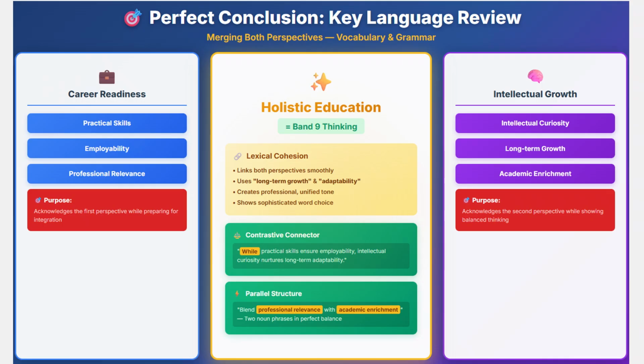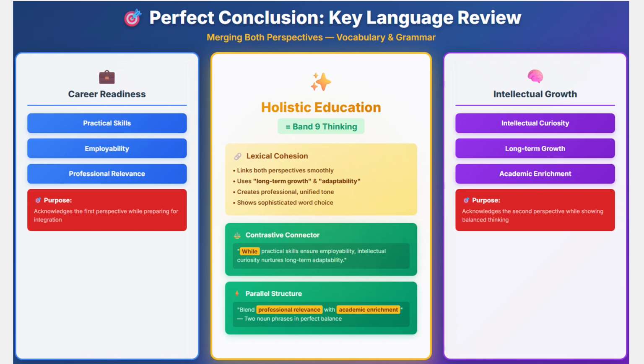Finally, the conclusion is a great example of lexical cohesion and grammatical precision. The writer blends ideas from both views while clearly giving their own opinion. Key terms like practical skills, intellectual curiosity, long-term growth, adaptability and holistic education are carefully used to link ideas and create a professional tone. Grammatically, contrastive connectors like, while practical skills ensure employability, and parallel structures like, blend professional relevance with academic enrichment, make the writing fluid and sophisticated.